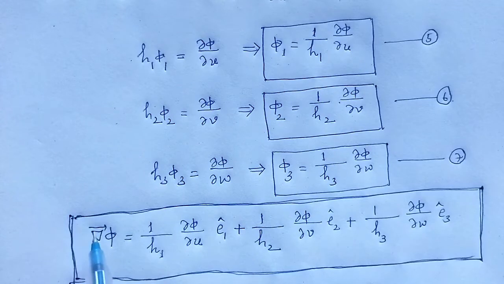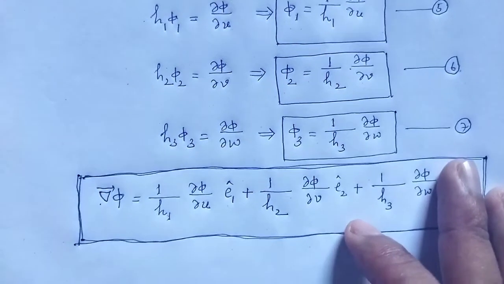From this particular expression you have to understand the gradient of a scalar. Phi is a scalar. The gradient of a scalar in terms of orthogonal curvilinear coordinates is 1 by h1 del phi by del u e1 cap plus 1 by h2 del phi by del v e2 cap plus 1 by h3 del phi by del w e3 cap.